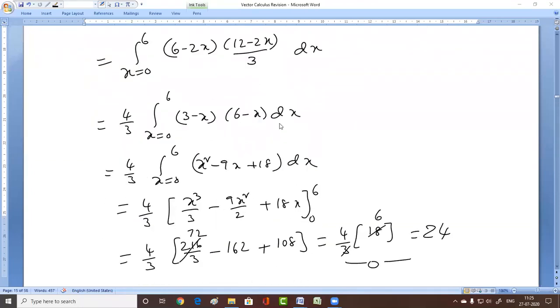Now integrate with respect to x only. Ordinary integration: x squared integrates to x cubed by 3, x integrates to x squared by 2. We are just using a very simple formula, integral of x power n equals x power n plus 1 by n plus 1. Let's see. So finally you will get 24 as the answer.